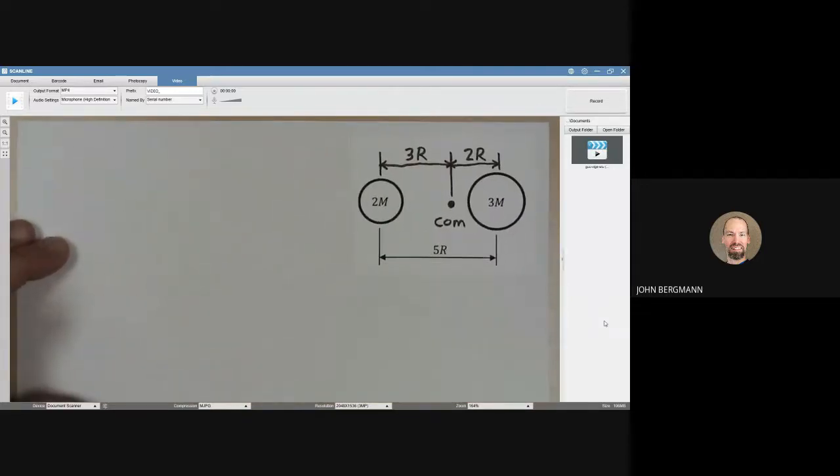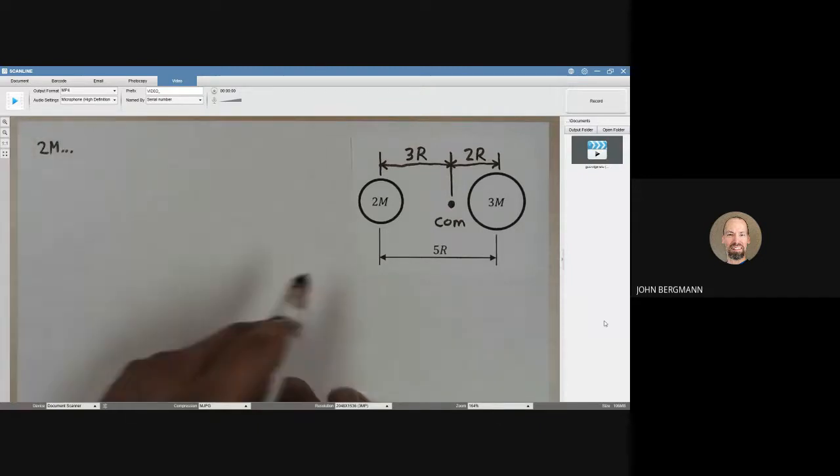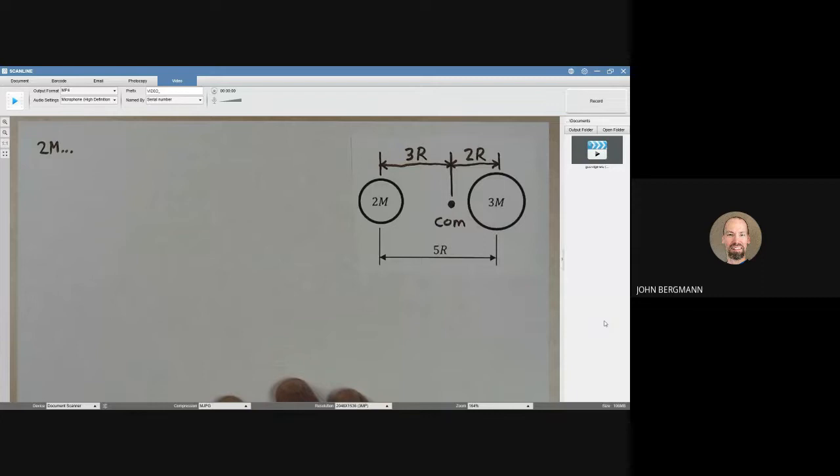Got that picture there? Let's deal with 2m first. What's the force on 2m? The force on 2m is the force of gravity between these. So I'm going to cut a few corners here, so I hope you can hang with me.